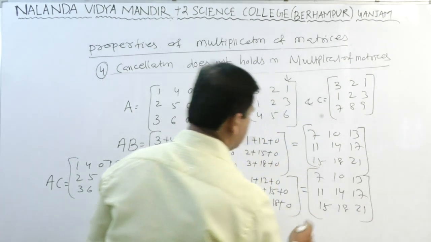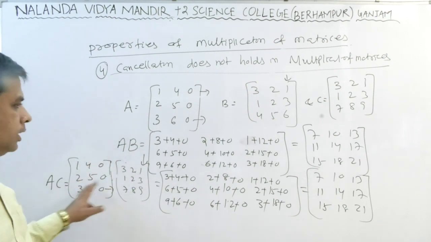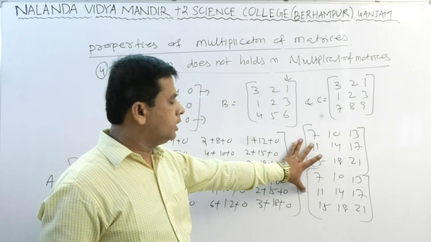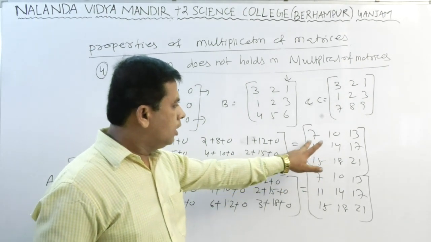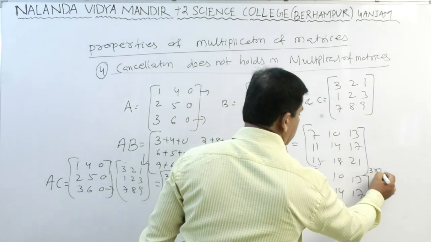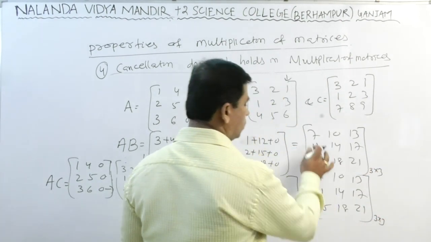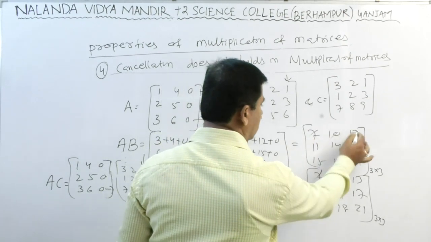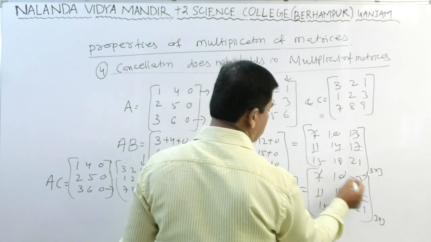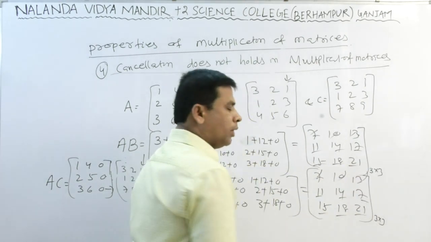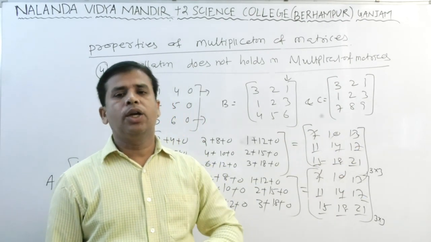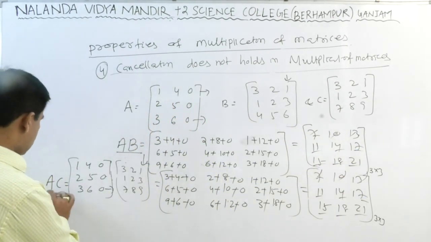Now we compare AB and AC. This is our AB and this is our AC. We compare these two matrices; both are equal. Both are of the same order, 3 by 3, and the corresponding elements are also the same: 7, 10, 13, 11, 14, 17, 15, 18, 21. With the comparison, both matrices are equal. Therefore, AB is equal to AC.